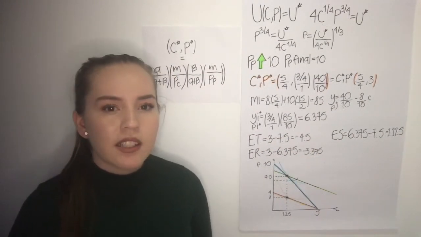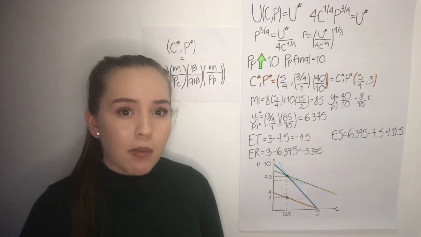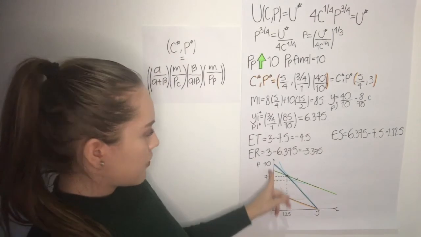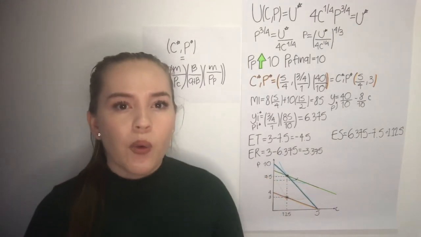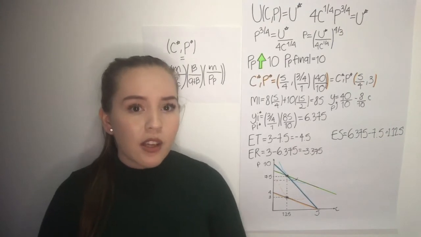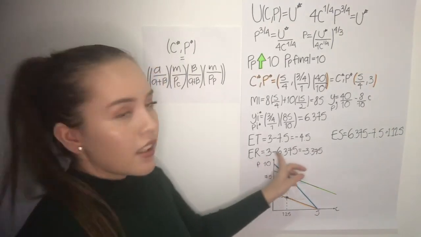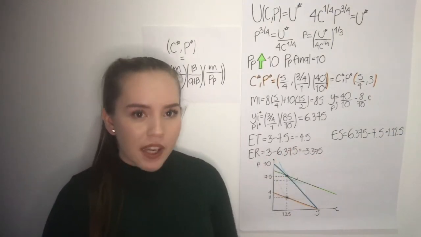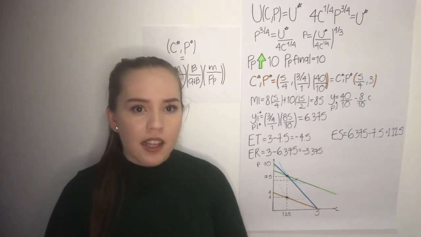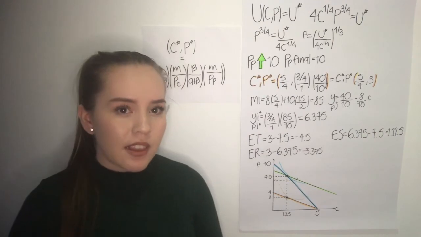Here we consider the total effect, that is the final value less the initial one, which is the variation in the quantity consumed. Also the income effect, that is something final less intermediate, and the substitution effect, that is something intermediate less initial.